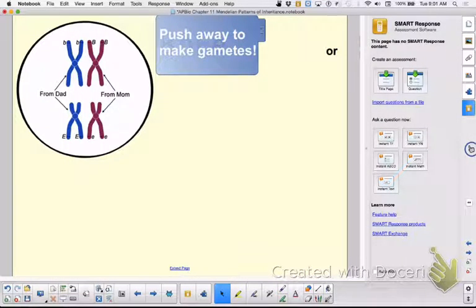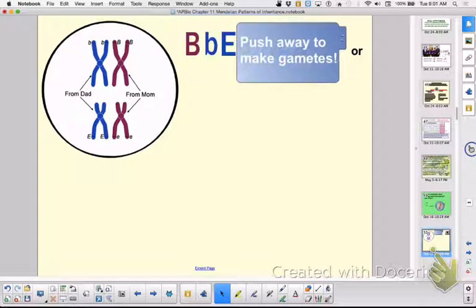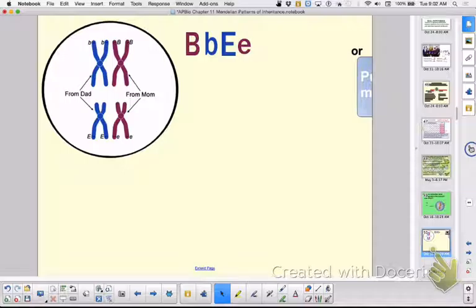Here we have our dad chromosomes in blue, and our mom chromosomes in pink. If they line up this way, here is this individual's genotype. It has big B and little b on one homologous pair, and big E and little e on another homologous pair. You okay with that? I need you focused. If it lines up in this manner, what are the different kinds of gametes we could get from this individual?